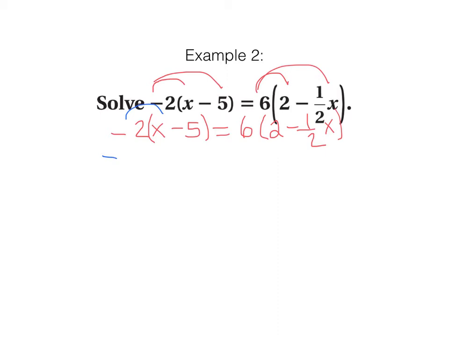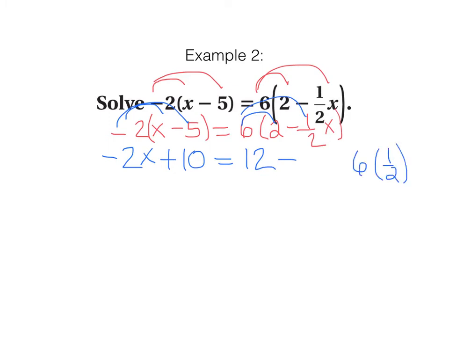Negative 2 times x is negative 2x. Negative 2 times negative 5 is a positive 10. That equals 6 times 2, which is 12, minus 6 times 1/2. Sometimes I like to write these on the side just to check my work. This is going to be 6 over 2, and I know that 6 divided by 2 is just 3, so 3x.